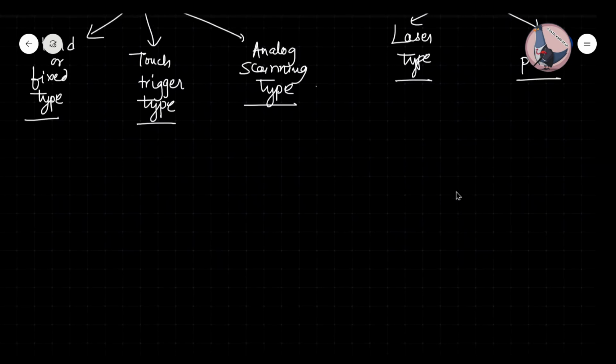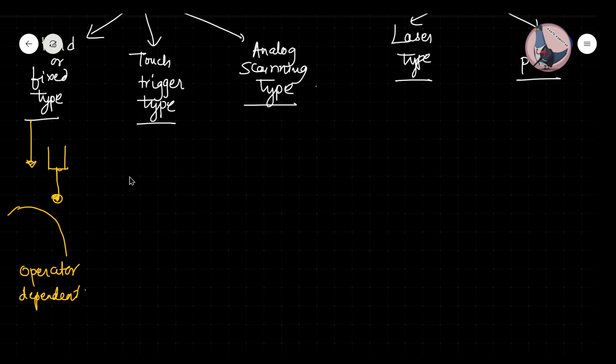But first we will see this hard or fixed type. So these are just the definitions I will tell you. In this hard or fixed type, what is done actually is, suppose there is a job and there is a probe, so your operator, this you can remember as operator dependent.